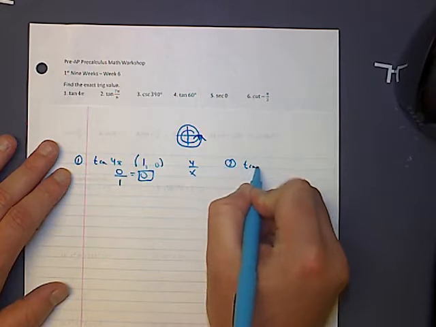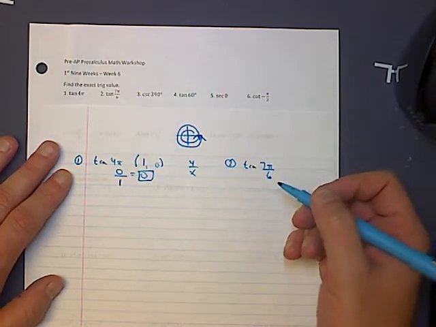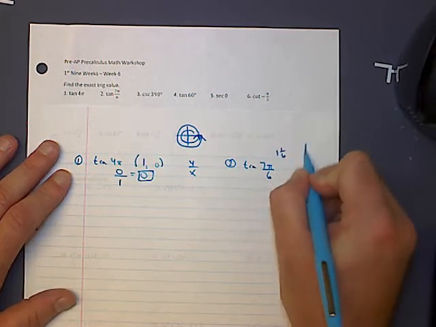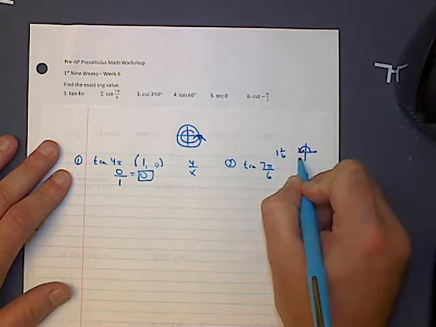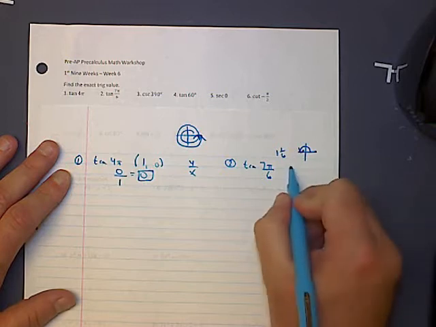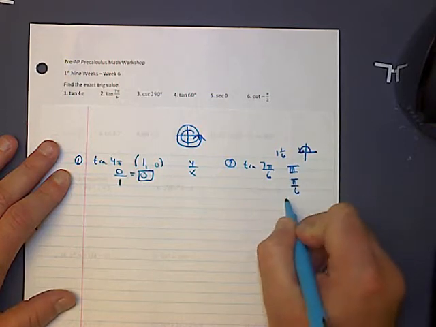Number 2, the tangent of 7 pi over 6. I want to change this to a mixed number to help me find the location of this. This would be 1 and 1/6. So if I went around here 1 time, I need 1/6 more. Would it be in quadrant 3 or quadrant 4? I hope you said quadrant 3. It is in quadrant 3. The reference angle is pi over 6.